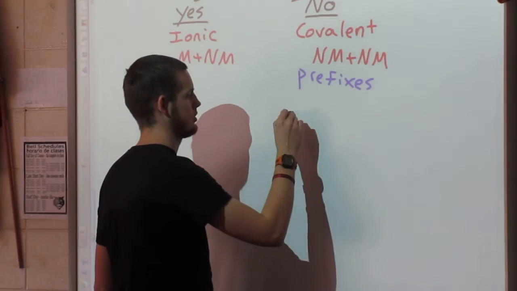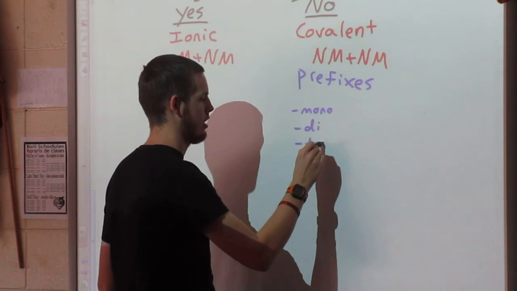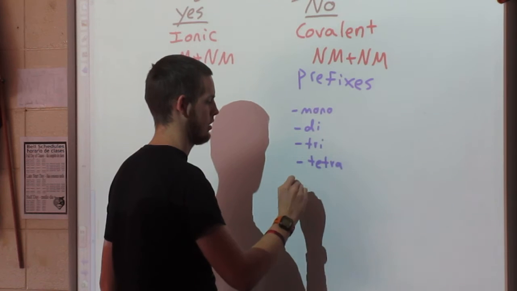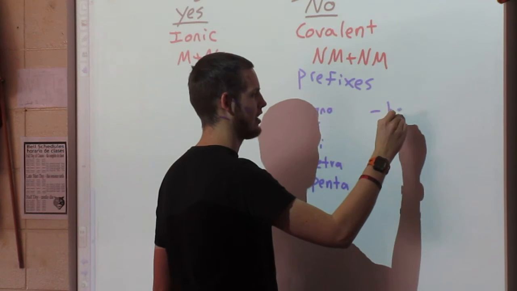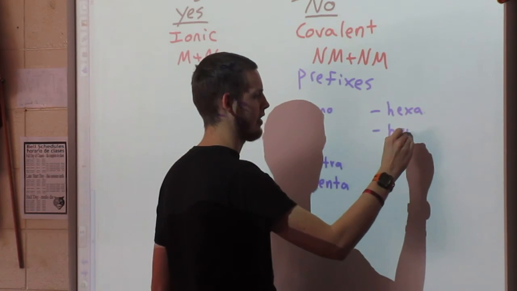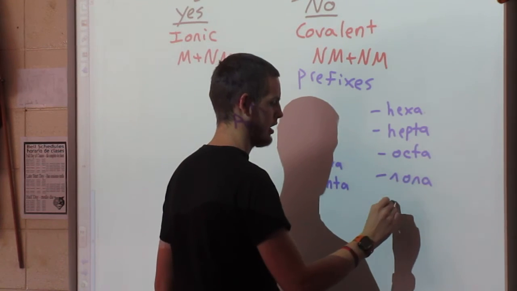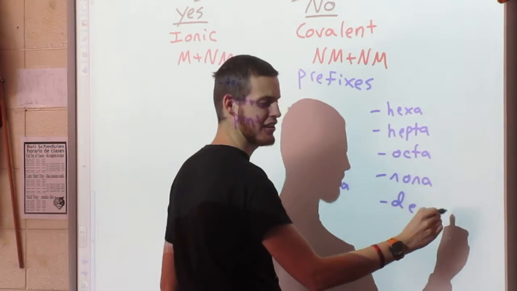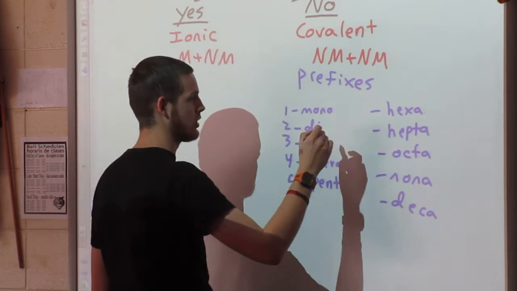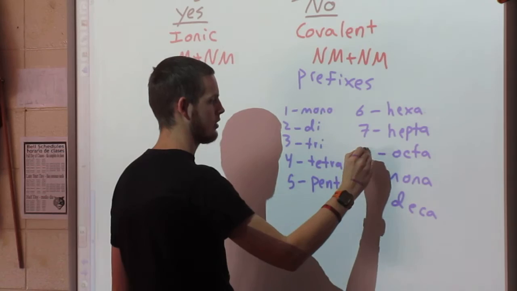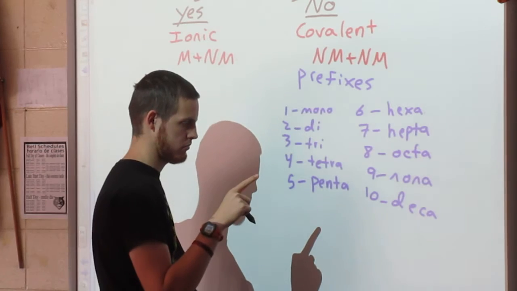Mono. Di. Tri. Tetra. Penta. Hexa. Hepta. Octa. Nona. Deca. Wait, it doesn't get past 8 usually, right? It doesn't really get past 8, but you might see it. You never know.